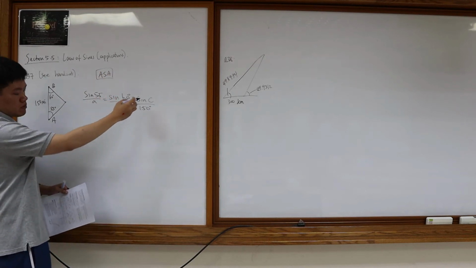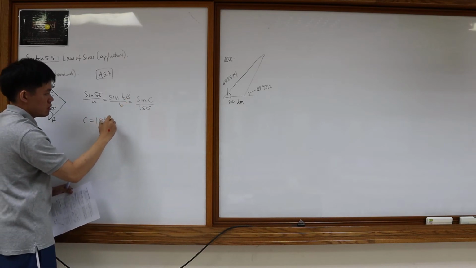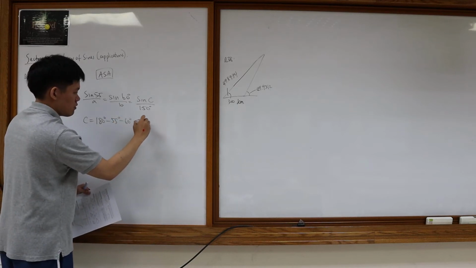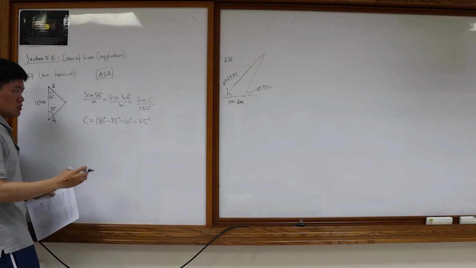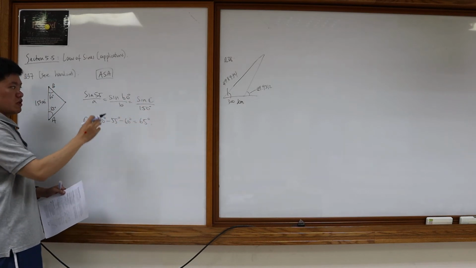So first, step number one is to figure out what C is. C is equal to 180 degrees minus 55 degrees minus 60 degrees. This gives us 65 degrees. That means we know what C is. C is 65 degrees. Now, all we have to do is figure out what A and B are.